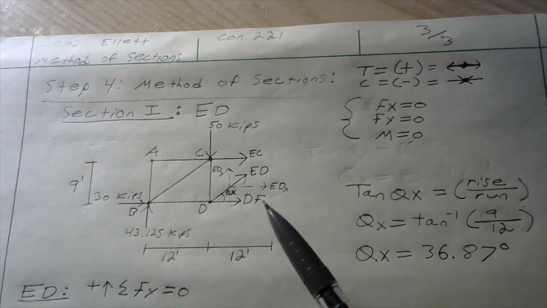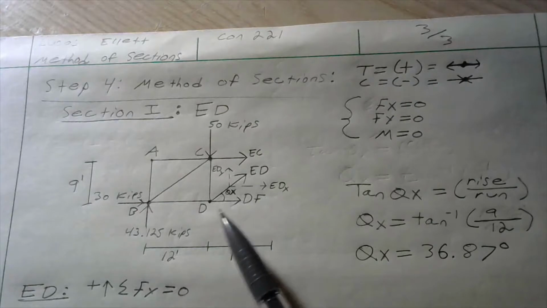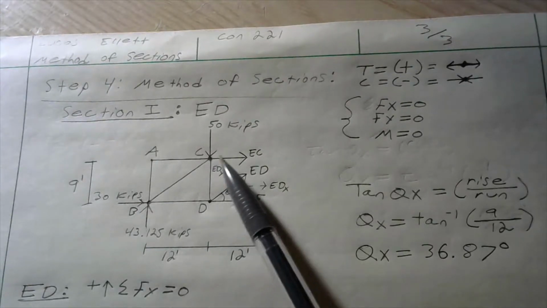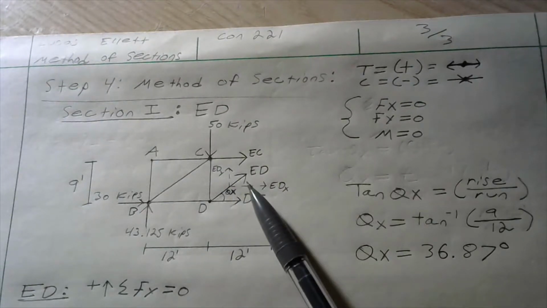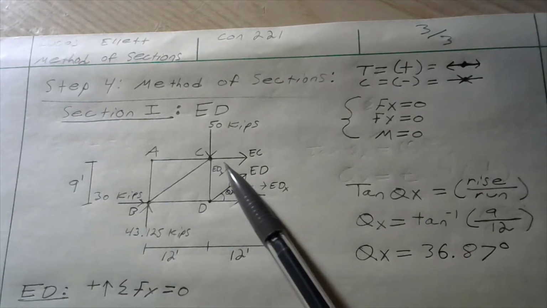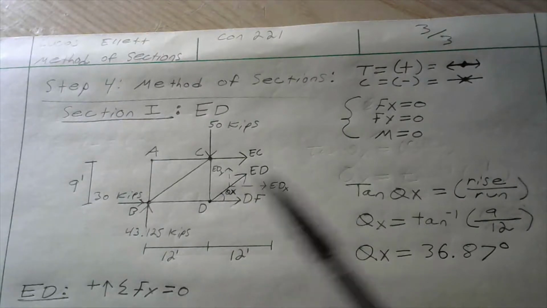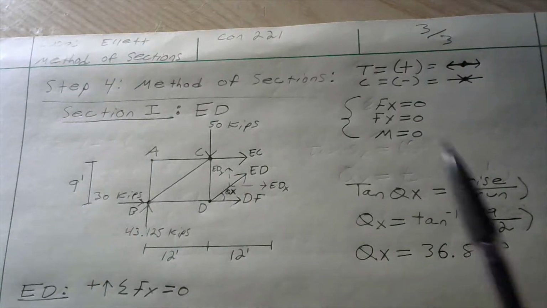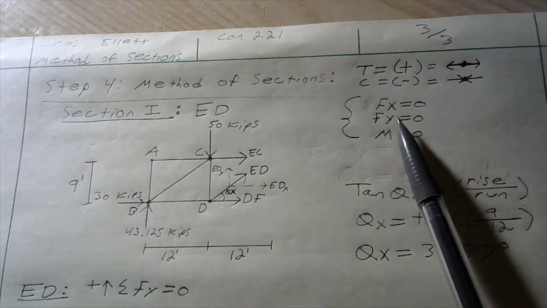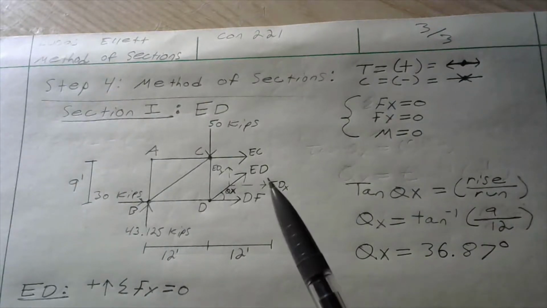And I rewrote it here, and you can see where I drew the section line is where you're going to draw your members like so. I'm assuming that they're in tension, so I'm drawing them away from the joint with arrows of where they would be going. These are the three formulas that we have at our disposal to find ED.